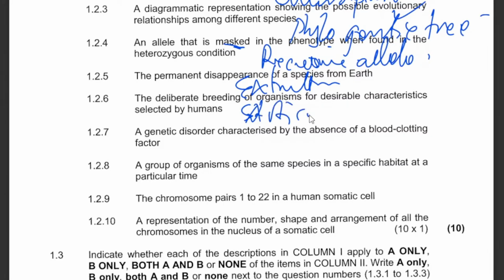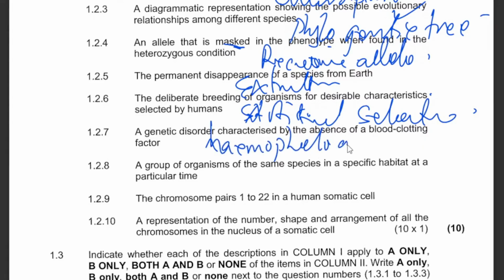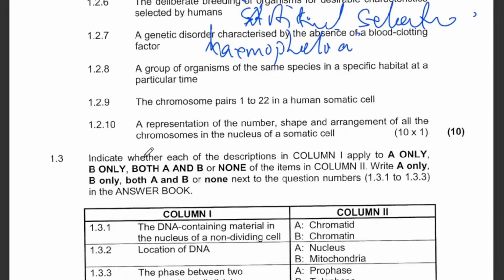Artificial selection. They're saying genetic disorder characterized by absence of blood clotting factor. We said it when we did a lot of examples here. Hemophilia. Someone is gonna say, does spelling count? It counts.